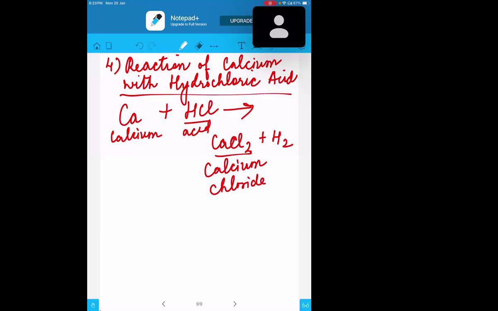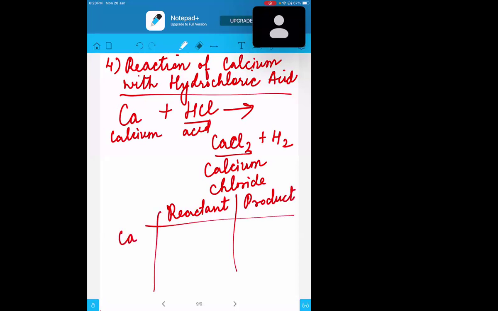Now again, the same way you have to do it. The reactant and the product, you have to check. Now no one should answer except Adrit. Adrit, tell me what is the number of calcium on the left hand side, the reactant side? Ma'am, 1. Correct. On the right hand side?